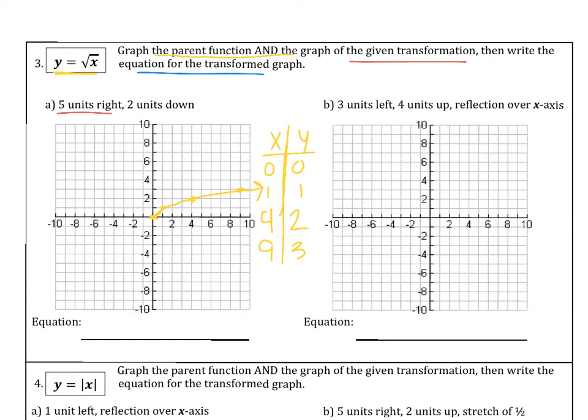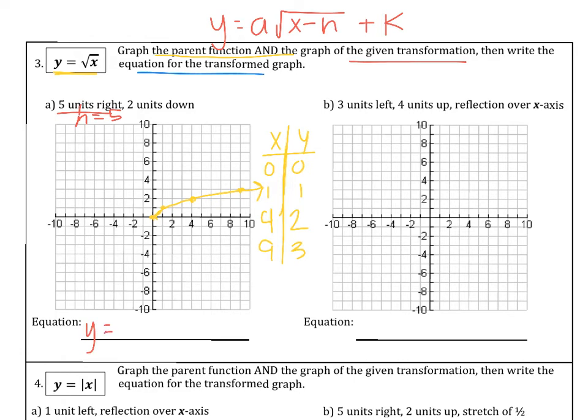5 units to the right means that, let me write out my parent transformation function, a times the square root of x minus h, plus k on the outside. Just a review of what we wrote down from class. Now this x minus h is determined by my horizontal shift, right or left. I'm going 5 units right, so h equals positive 5.